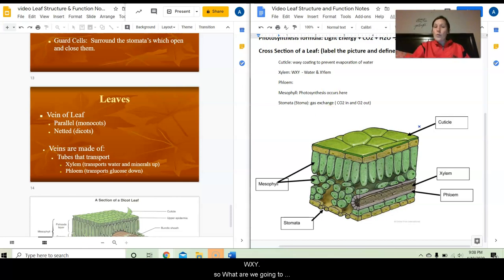So what are we going to transport in the xylem? Water. So think about it. What direction do you think the xylem flows? Do you think it goes up the plant or down the plant if it's doing water? Okay, well, roots taking water, and then we have to transport it up to the leaves. So your xylem is going to flow up against gravity.